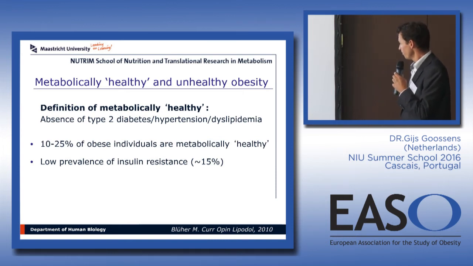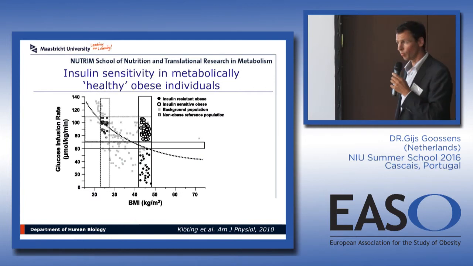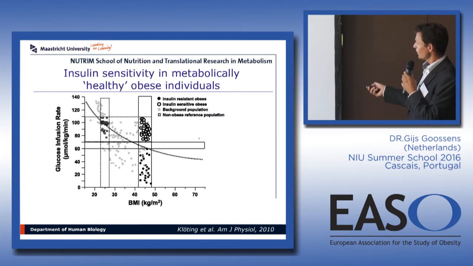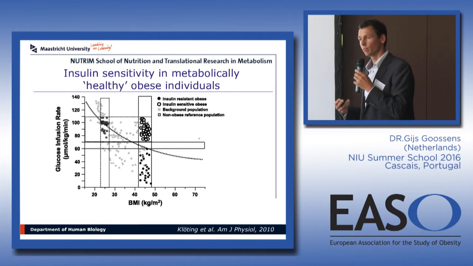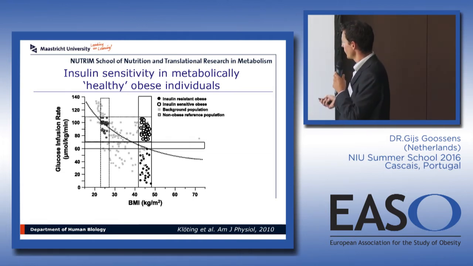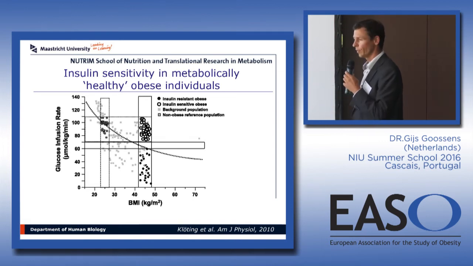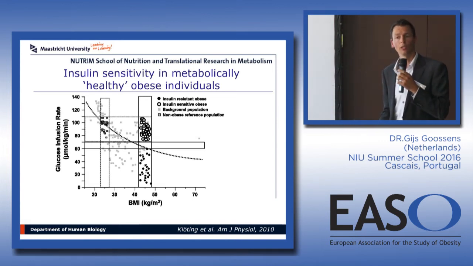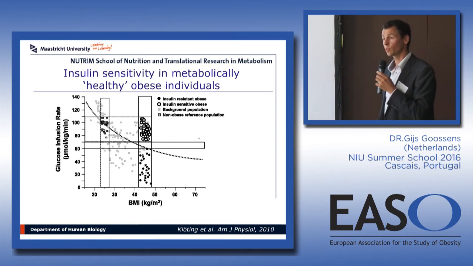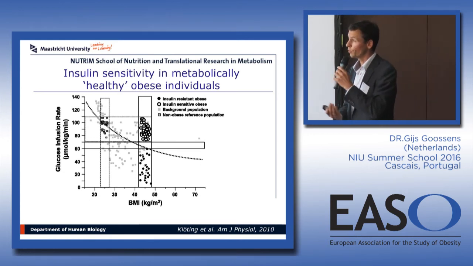And this is an interesting study published by the group of Matthias Blüher in Germany several years ago. And what they did, they measured insulin sensitivity in quite a large group of subjects, metabolically healthy obese individuals, but also lean control subjects. So maybe not all of you are familiar with the gold standard measure of insulin sensitivity. That is the hyperinsulinemic euglycemic clamp. So basically what you do is you infuse insulin.